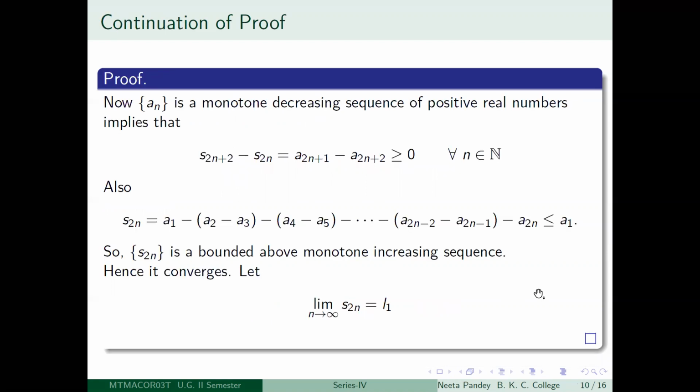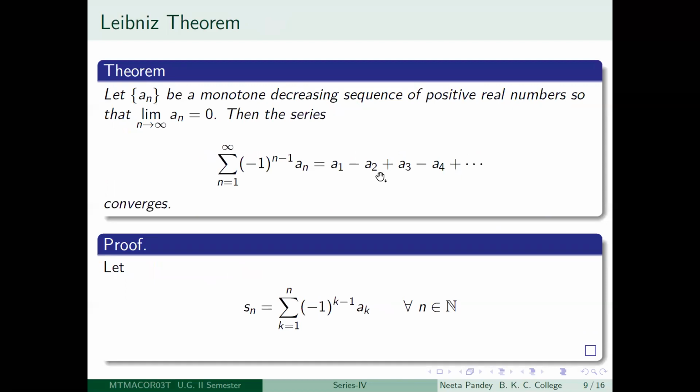So what we will do now is notice that if I look at all the even terms of the sequence of partial sums, then that is going to give you a monotone increasing sequence. So how will we notice that? You first of all look at S_{2n+2} minus S_{2n}. This is for any n in N. So what does S_{2n} look like? S_{2n} looks like a1 minus a2 plus a3 minus a4 etc., till minus a_{2n}.